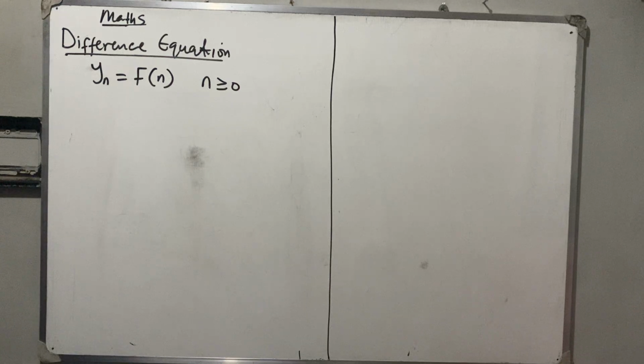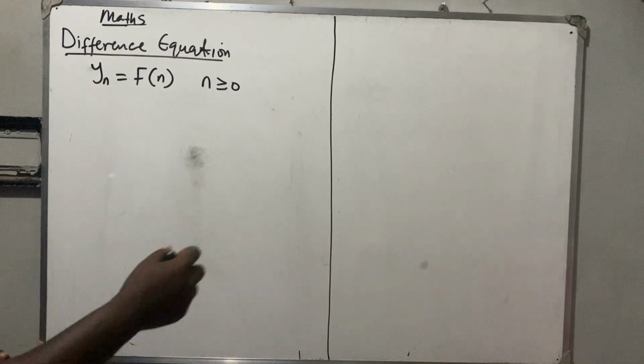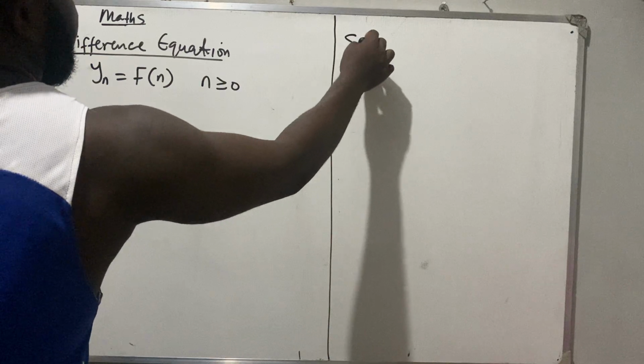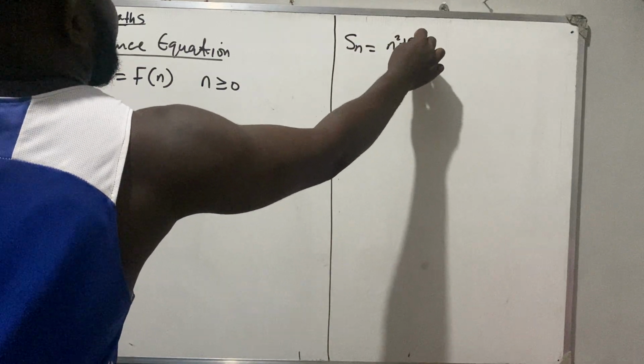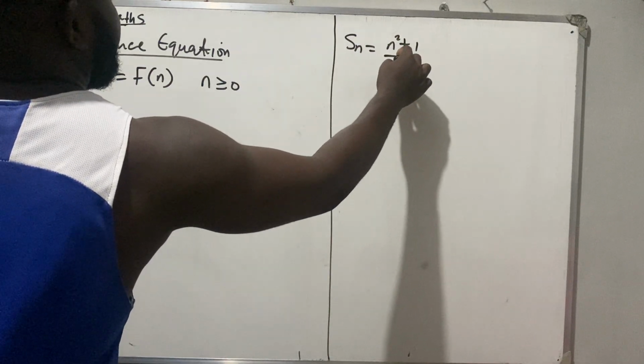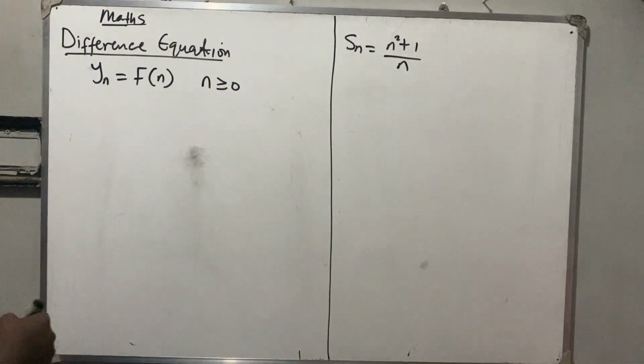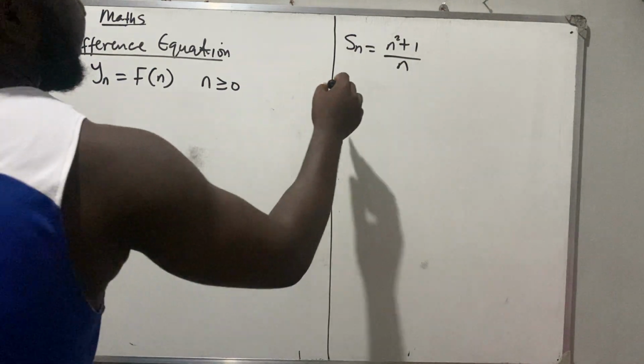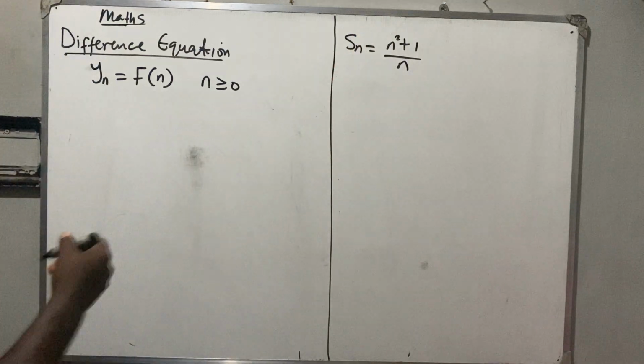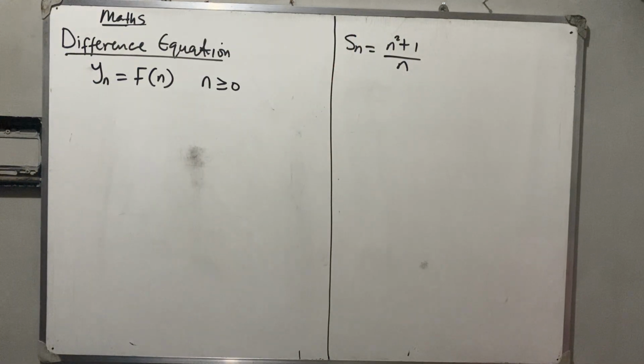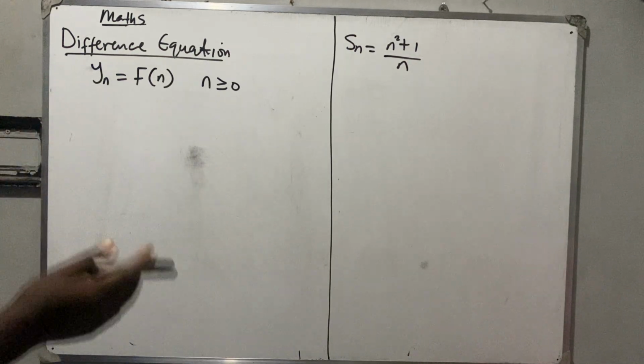An example of this is, if you remember when you were in secondary school, you talked about sequence and series. When they were teaching you sequence, they can tell you that a sequence Sn is equal to n squared plus 1 all over n, something like this. And then they will tell you to find the first term, the second term, and the rest of them. Now, that is a difference equation. Just see that as a difference equation.